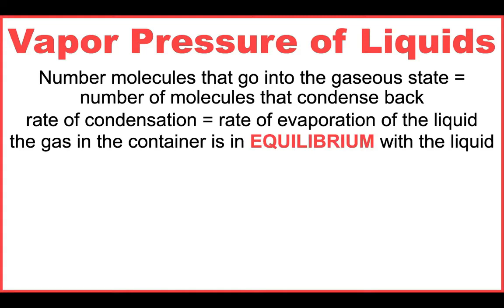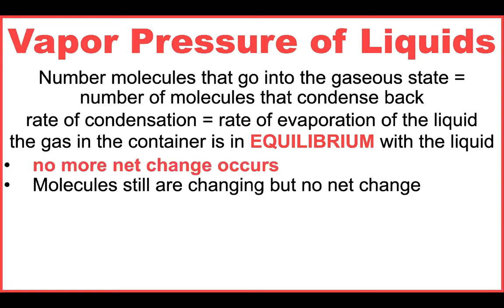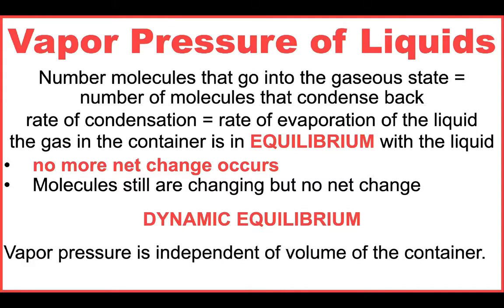Now, when equilibrium is reached, no more net change occurs. But remember, the molecules are still changing phases, but there is no net change. The change is not seen because the rate is equal. Specifically, we call this dynamic equilibrium. Another point to remember is that vapor pressure is independent of the volume of the container as long as some liquid is present. This is what we call a liquid-vapor equilibrium.